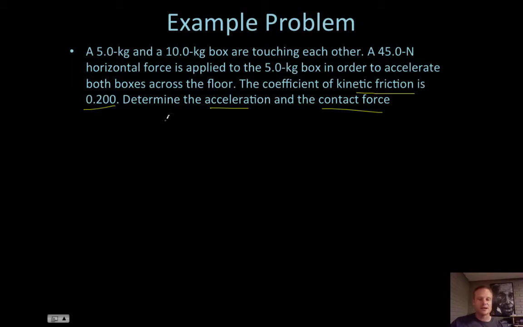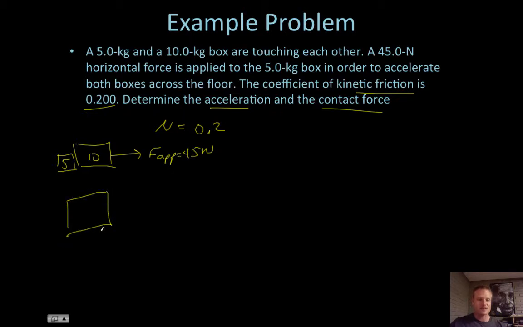Okay, so I'm just going to write that up here. I'm going to write mu equals 0.2, so I have that for reference. And also, I'm going to redraw the situation. I have a 5 kilogram box and a 10 kilogram box, and they're experiencing an applied force of 45 newtons. Now, the first thing I want to do is calculate the acceleration. The way I recommend calculating the acceleration is to use a systems approach where you take the mass of each individual box and add them together to make one big box. So I'm going to make one big box. And 10 plus 5 is 15 kilograms.